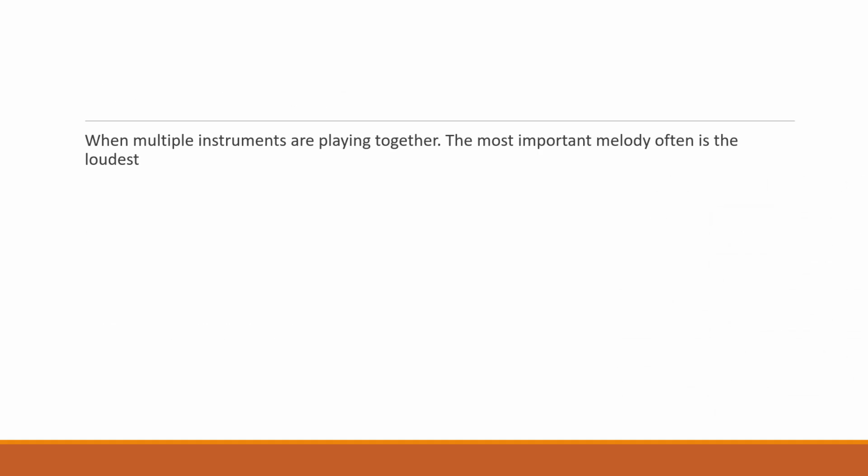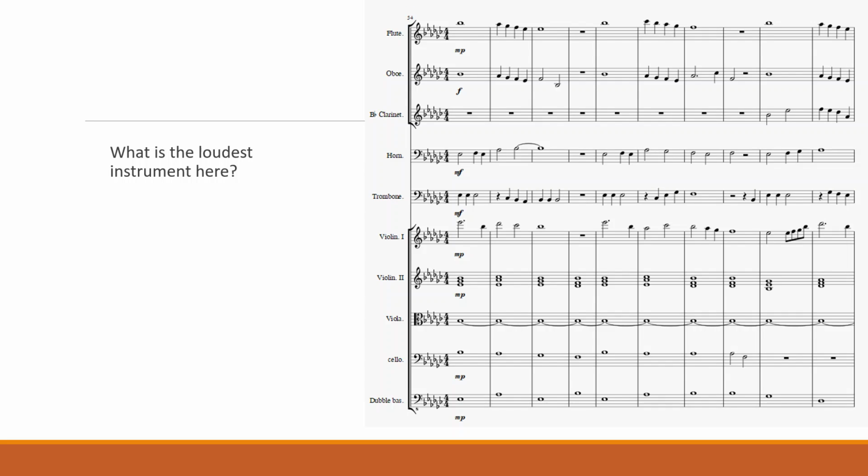So with these in mind, what instrument is the loudest here? The loudest instrument is on the second line, the oboe, which is forte. And forte means loud or strong. I think strong is a better word.